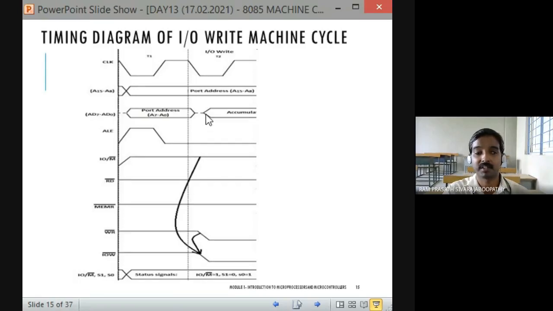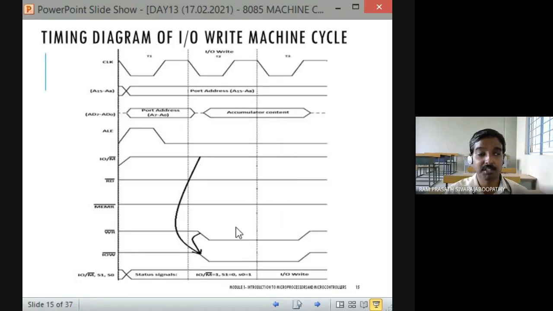Correct? What will be on the data bus? Accumulator content. Correct? During the last T state, it will get stored into the respective output device. The addressed output device, the data gets stored there. That's all. It is written to the IO device during the T3 state. So after the write, write bar signal also becomes inactive. So 3 T states for IO write machine cycle.